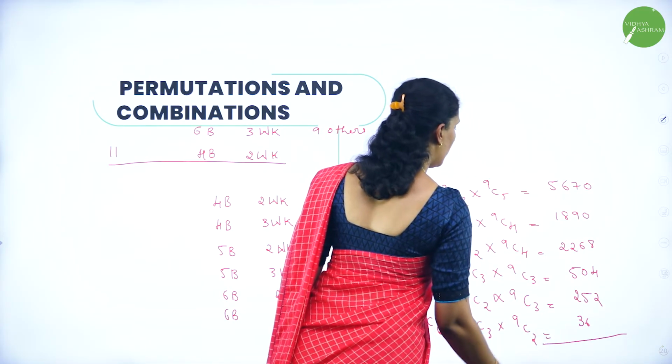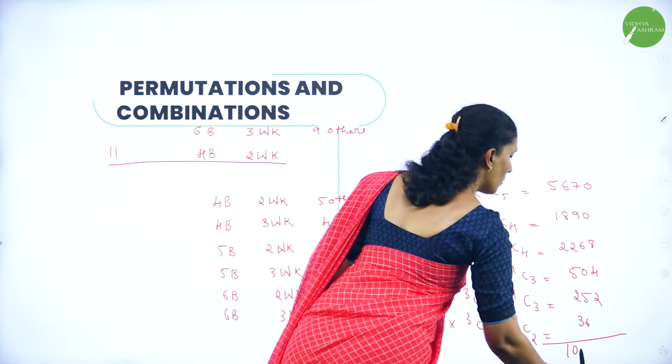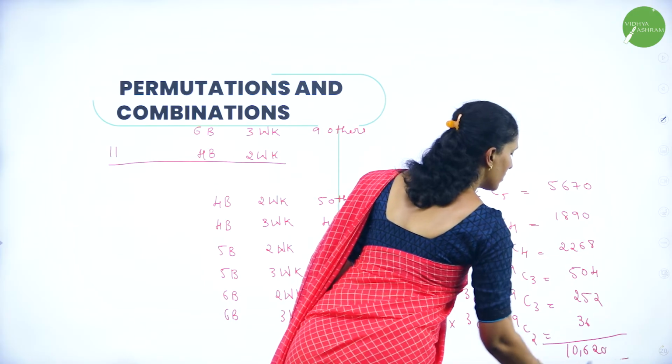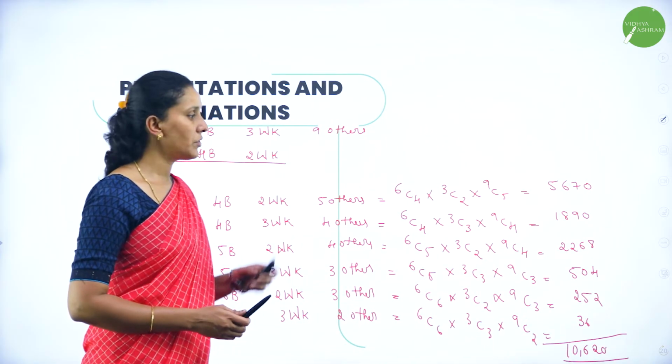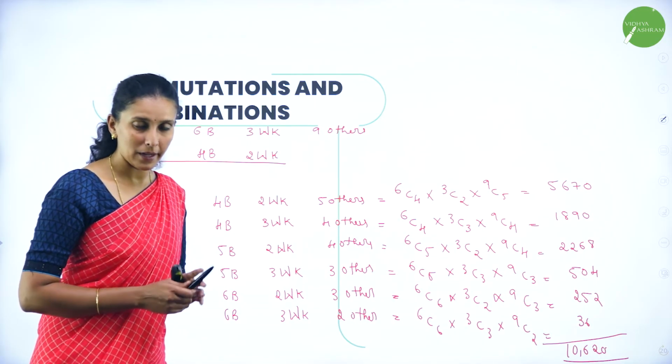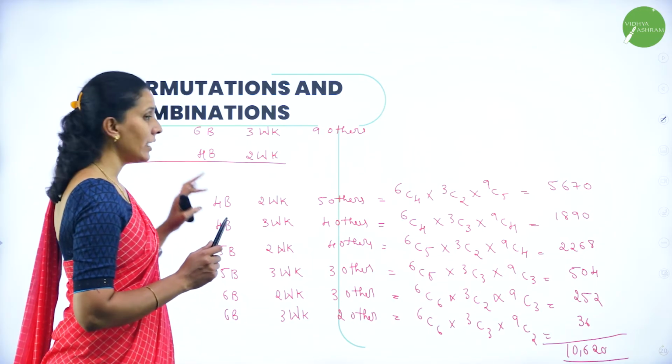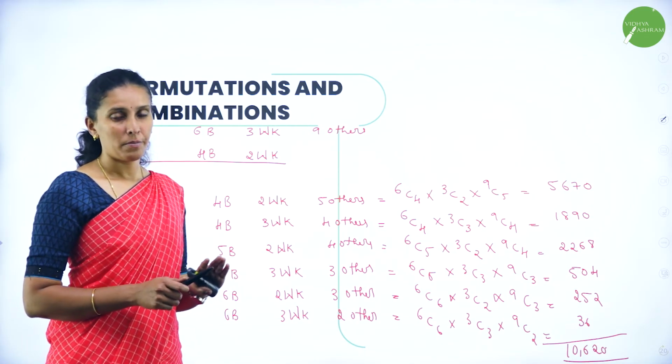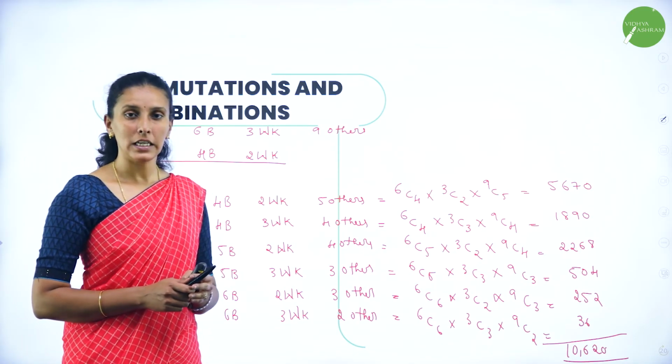So in total, it will be equal to 10,620. So this is the total number of selections we can make from 6 bowlers, 3 wicket keepers and 9 remaining players to form a team of 11 containing at least 4 bowlers and at least 2 wicket keepers.